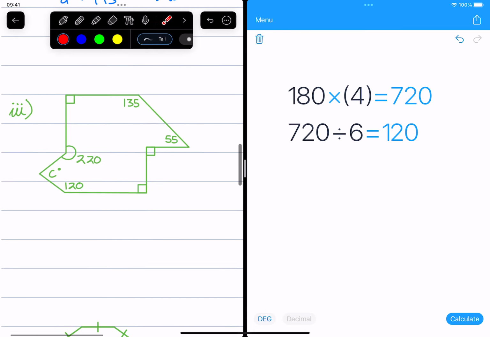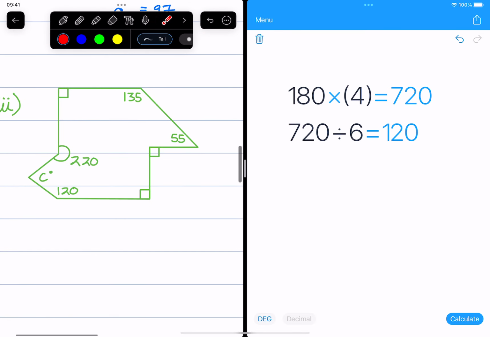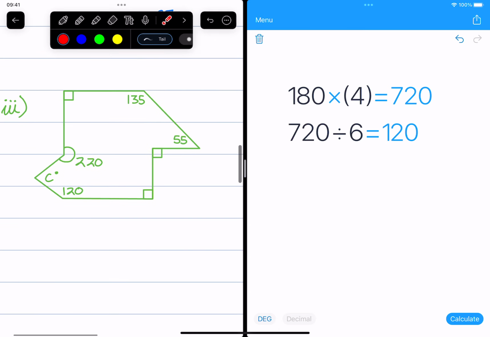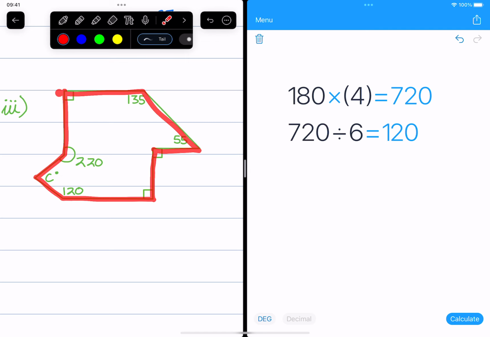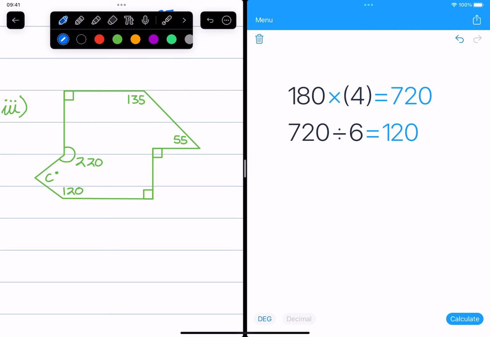Let's move on to the next example. As we've seen the pattern now, we need to figure out the total angle sum of this. So it is a 1, 2, 3, 4, 5, 6, 7. It's an 8-sided polygon. So 180 times (8 minus 2) is 6.